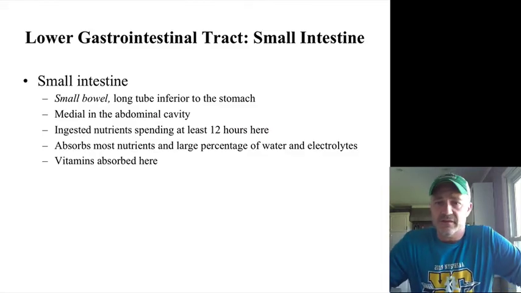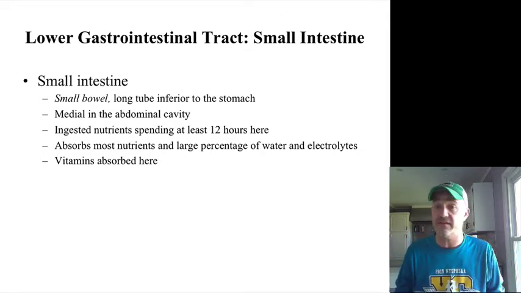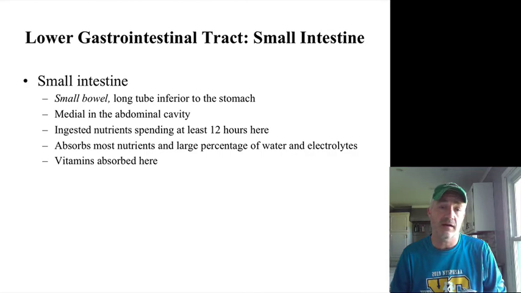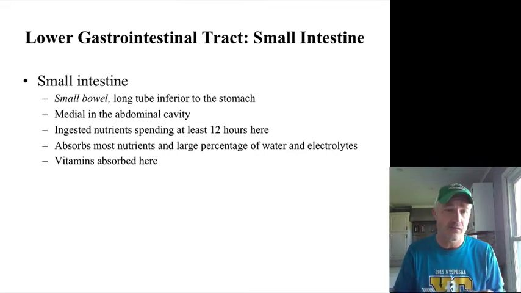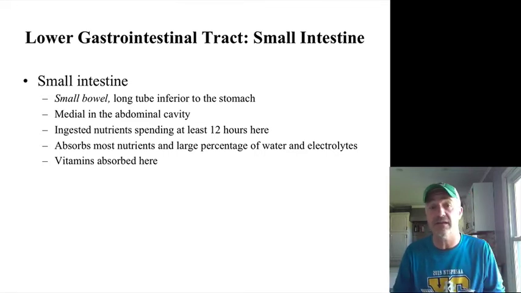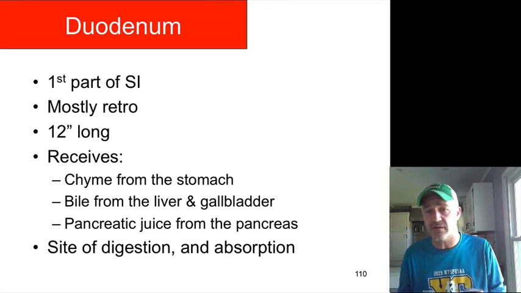A lot of times referred to as a small bowel. It's mainly based on diameter, the small versus large. In terms of length, the small intestine is much longer. Nutrients spend upwards of 12 hours in this region here, working their way through. And again, most of our absorption, most of our digestion, most everything is happening in the small intestine. Again, three main parts to it. I would say know which part and know what's going on there.